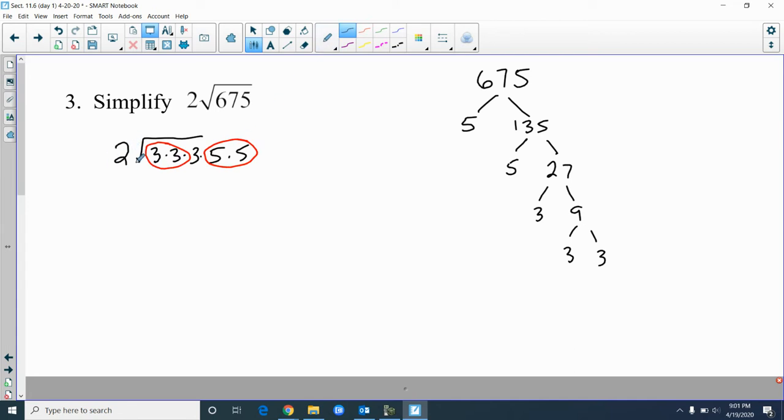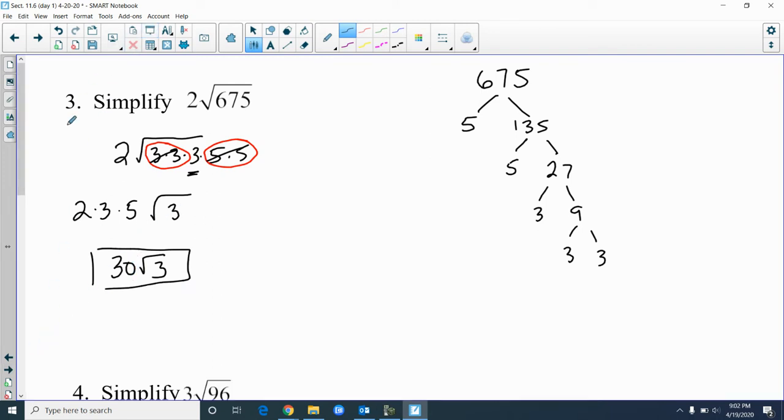If there is a number already on the outside, anything that comes out will also multiply that number. So that 2 stays out there. A pair of 3's gives me 1 3 on the outside. A pair of 5's gives me 1 5 on the outside. And this 3 will stay on the inside. Multiply these together. 2 times 3 is 6. 6 times 5 is 30. So your answer is going to be 30 radical 3.